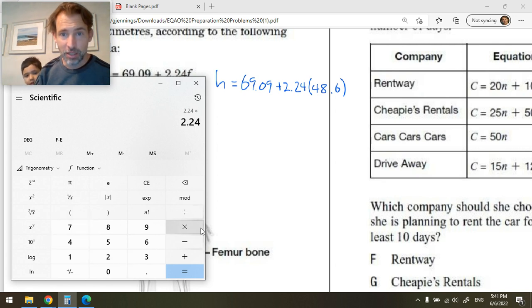2.24 times 48.6. Notice I did the multiplication first before that addition. Why? Because BEDMAS. And then I add 69.09.